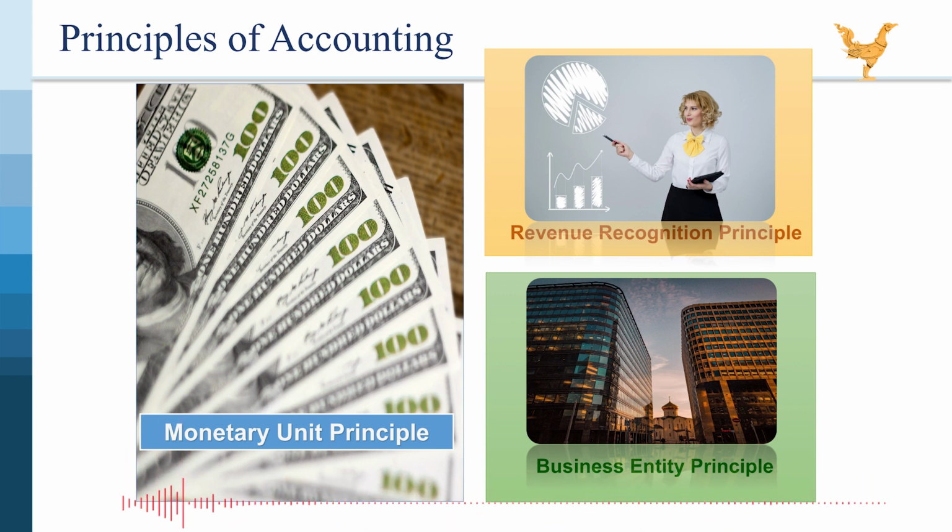2. Revenue recognition principle. What it means. This principle dictates that revenue should be recognized when it's earned, not necessarily when cash is received. This means that a company records revenue when it has delivered goods or services to a customer, regardless of when the customer actually pays. Why it's important. This principle prevents companies from manipulating their financial performance by delaying or accelerating the recording of revenue. It provides a more accurate picture of when a company actually earns its income. Example: a company sells a product on credit for $1,000. Even though the company hasn't received the cash yet, it would recognize $1,000 in revenue at the time of the sale because it has fulfilled its obligation to the customer.